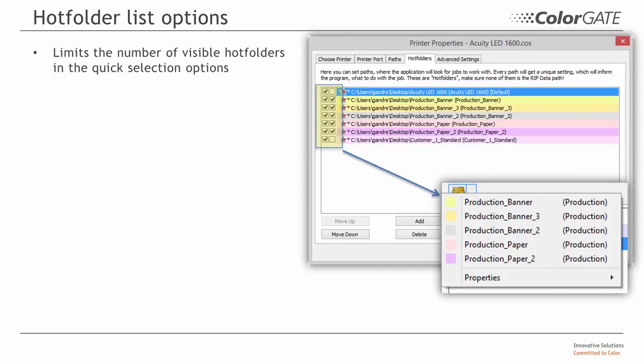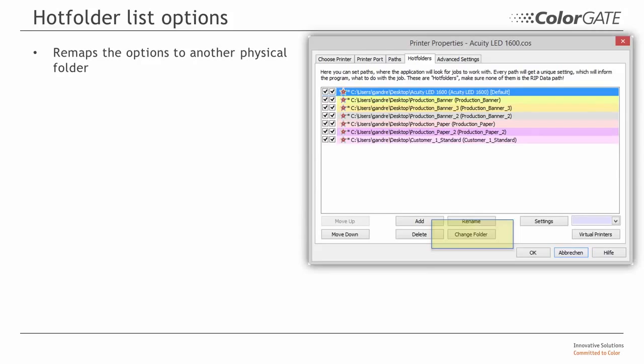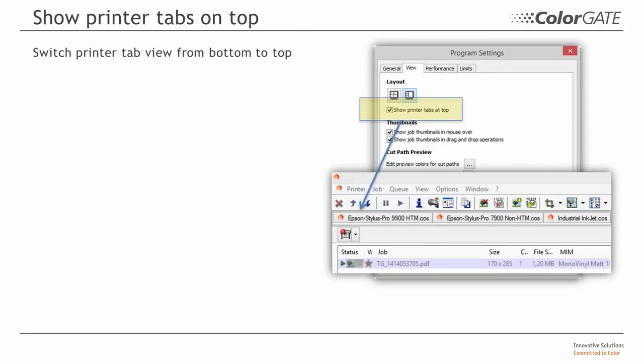Although they remain active, they are no longer available at the user interface and remain so until the setting is reset. It is also possible to redefine the path of the hot folder. This enables all of the relevant functions to be gathered at one location. Version 9 contains a setting to display all the printer tabs above the printing queue. This enables the interface to be adjusted to one's personal requirements and thus emulates modern web browsers.